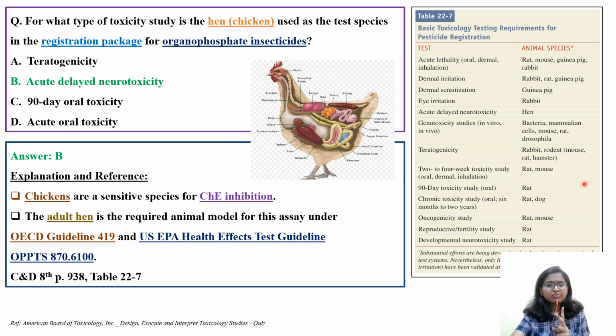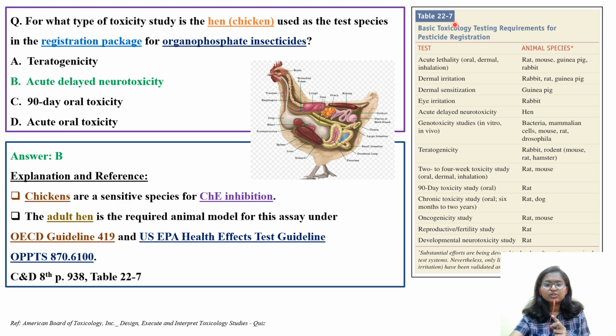These are the two important guidelines, which is OPPTS 870.6100. So you have to remember OECD guideline 419 and the EPA guideline for pesticide registration, that is OPPTS 870.6100. Additionally, along with OECD guideline 419, I would request you to also remember OECD guideline 418. This is taken from Casarett and Doull's 8th edition, page number 938, table 22.7. I have also included it here for your easy understanding.